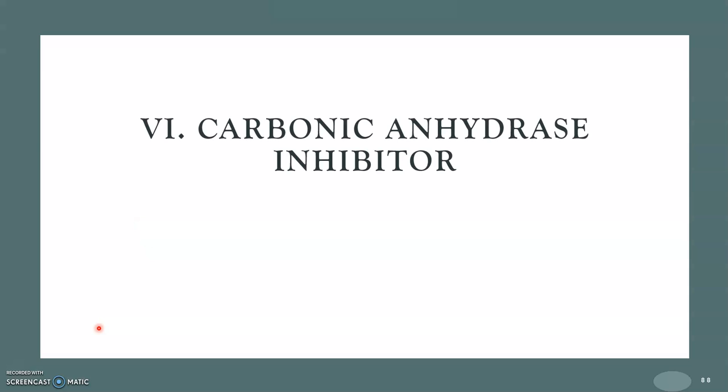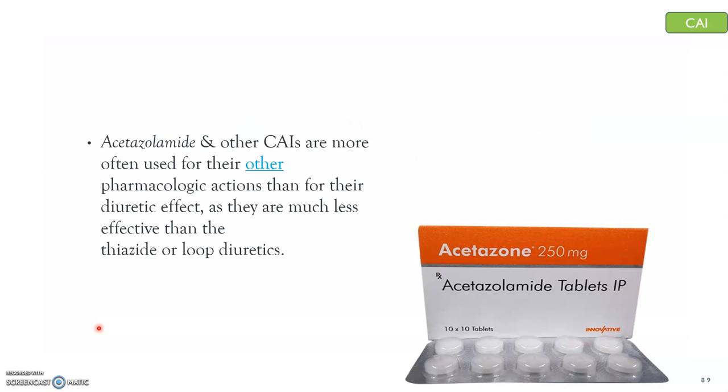So next we're going to talk about the carbonic anhydrase inhibitors, but mainly we're going to talk about one inhibitor only, which is acetazolamide. This drug and the other carbonic anhydrase inhibitors are more often used for their other pharmacologic actions, meaning other than their diuretic effects, because they are much less effective compared to the thiazides or the loop diuretics. So it's really not on the top of the list in terms of its diuretic effects.